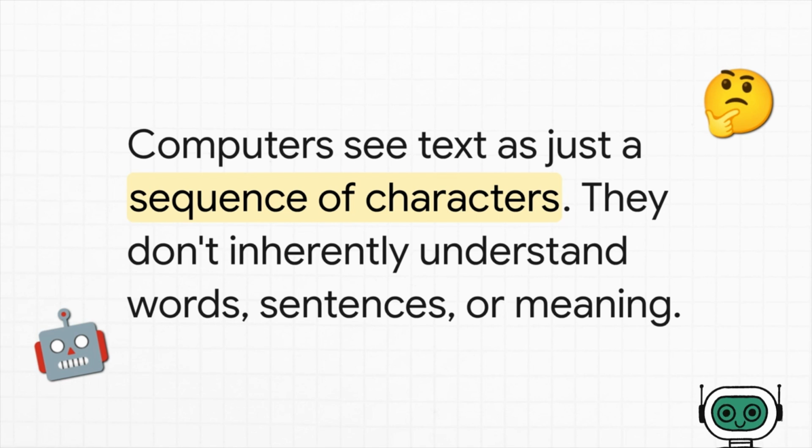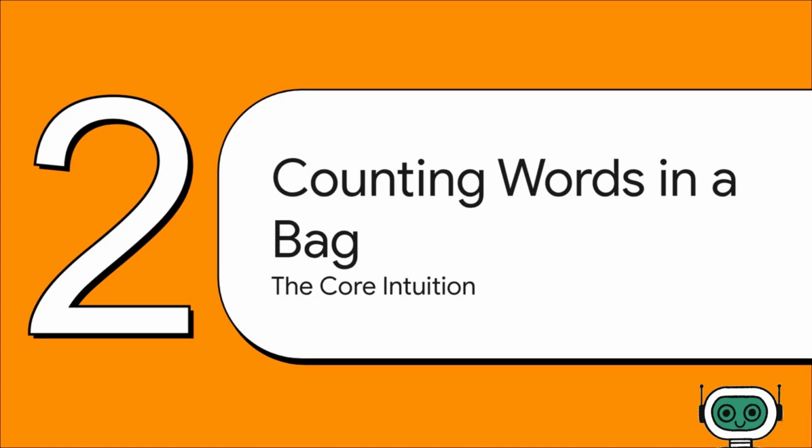So if we want to do anything useful, like figure out if an email is spam, we first need a way to represent the content of that text numerically. This whole process is called feature extraction, and it's our starting point today. So how do we begin? The bag of words model offers a solution that is, well, brilliantly simple. In fact, the name itself gives you the perfect mental model for how it works.